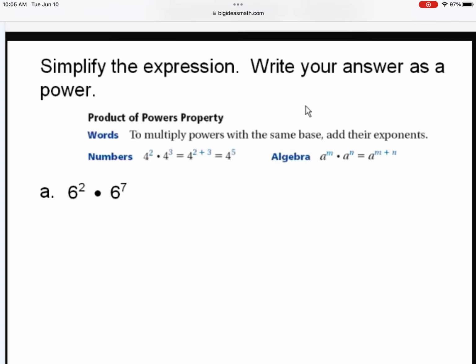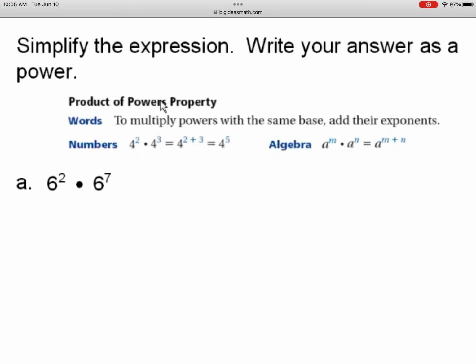Expression. Write your answer as a power. First, let's review the product of powers property. This property says that to multiply powers with the same base, add their exponents.